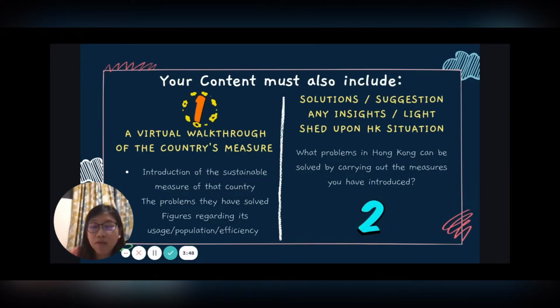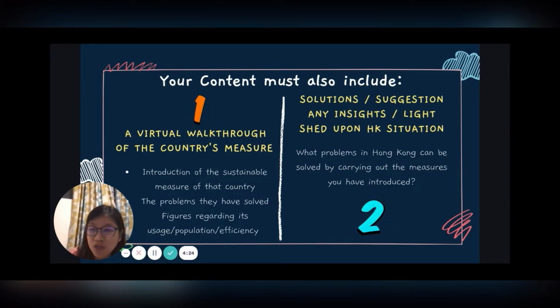Now, after you have got the intro done, your content must also include, number 1, a virtual walkthrough of the country measure on the sustainability measure. You may touch upon the background of that measure, how long have people been using it, etc. Then you want to talk about the problems that they have solved. Don't forget to include some statistics regarding its usage, population, or efficiency, because that will make your findings much more convincing.